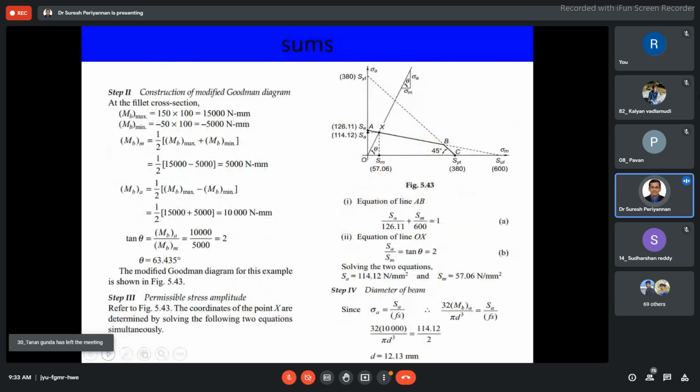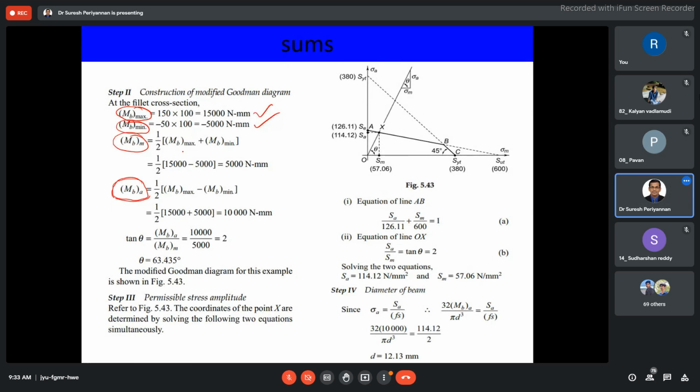Now this is the important thing. See here, construction of the modified Goodman diagram. We know the maximum bending moment and the minimum bending moment. Based on this load we can find them out. Here also we have to find the mean bending moment, the amplitude of the bending moment, and the stress amplitude.